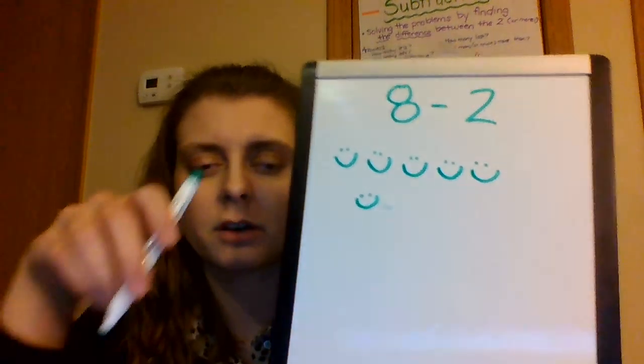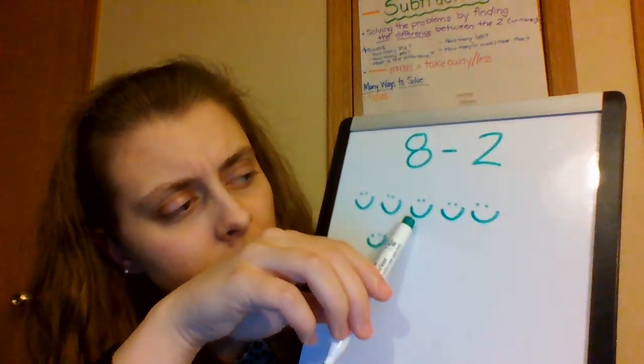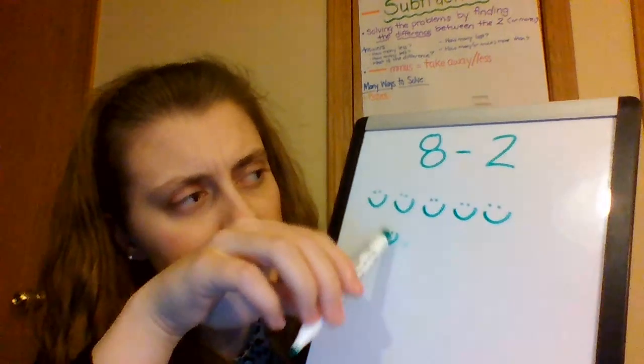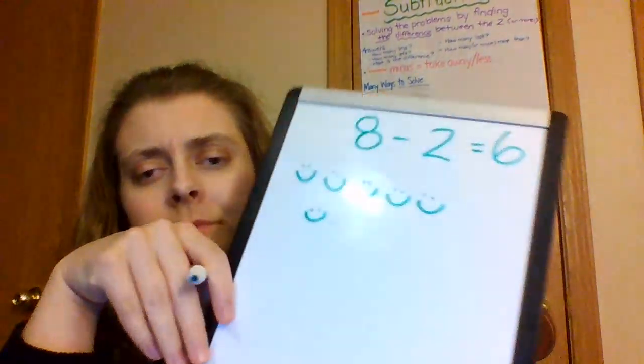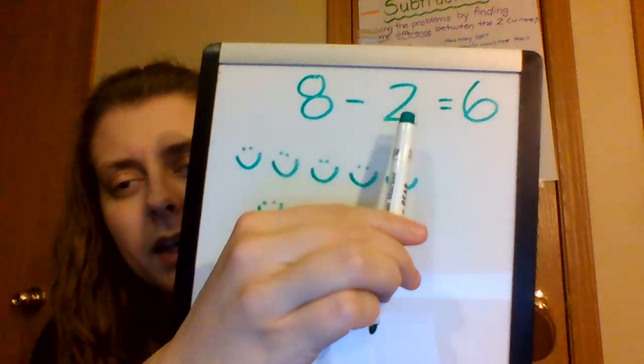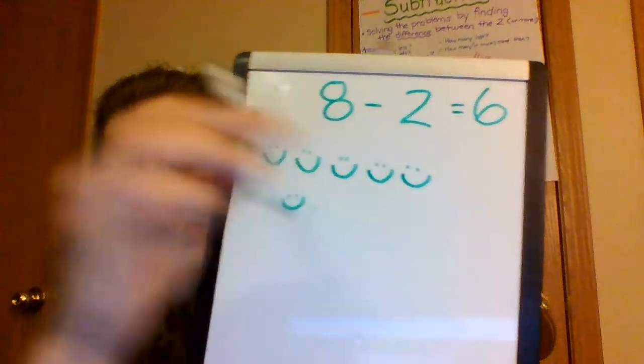So now let's count how many are left. 1, 2, 3, 4, 5, 6. Equals 6. The equals is how many are left. 6. Again, let's do 2 more, and then we'll switch and look at our tally strategy and how we can use that. And you can use either strategy in your problems this week.